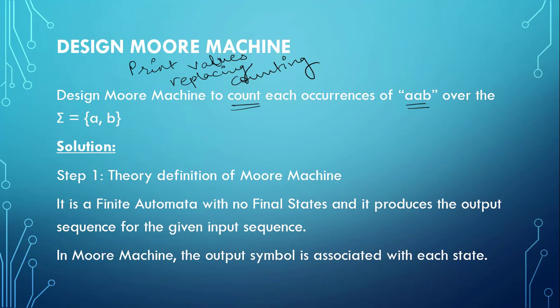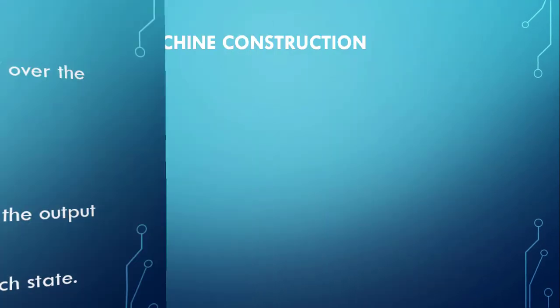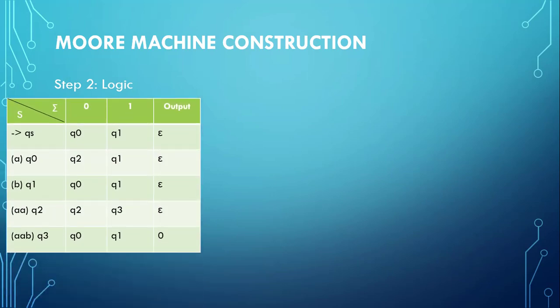The step number 1 is theory, that is the definition of Moore machine. In logic, we will first find AAB in our input string. As soon as AAB is found, we will print 0. Here we have A and B as the input alphabets. From QS we will go to Q0, Q1, from Q0 we will go to Q2, Q1. From Q1 we will go to Q0, Q1, and Q2 will go to Q2, Q3, and Q3 will go to Q0, Q1. That is, restart to find the pattern AAB.